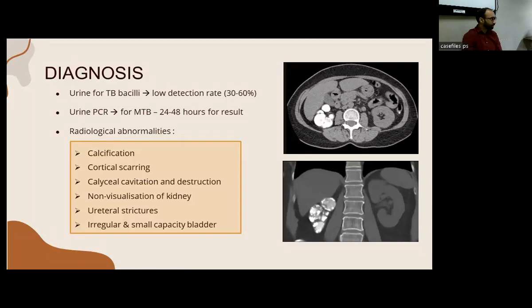In late cases of genitourinary TB, radiological features can be seen, such as calcification, cortical scarring, caliceal cavitation or destruction, non-visualization of the kidney, or, in case of ureteral involvement, strictures. In case of bladder involvement, an irregular or small capacity bladder can be seen. Here, in this case, you can see a calcified, putty kidney in a late stage of genitourinary TB.